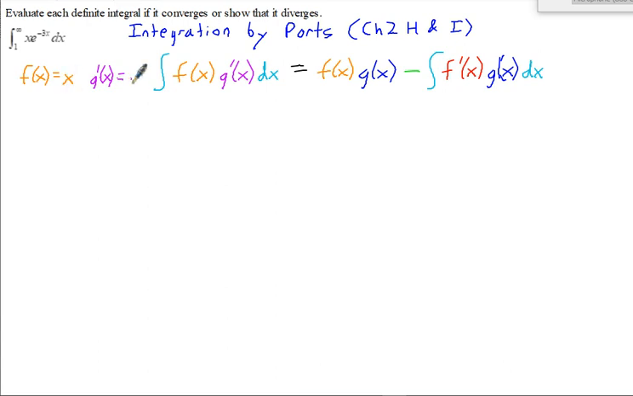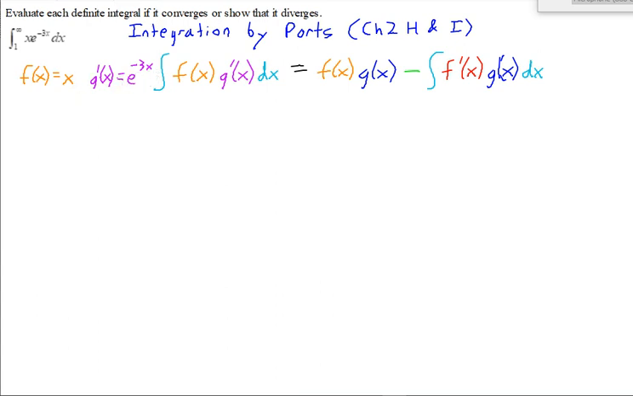And e to the negative 3x gets less complicated when you integrate, as opposed to x, which becomes x squared over 2 if you put it in. Worst case scenario, if you choose the wrong ones to start with, you can always discover that when you get to this step: you'll discover the integral gets more complicated, and that's your clue. You probably assigned them the opposite of what they should have been.